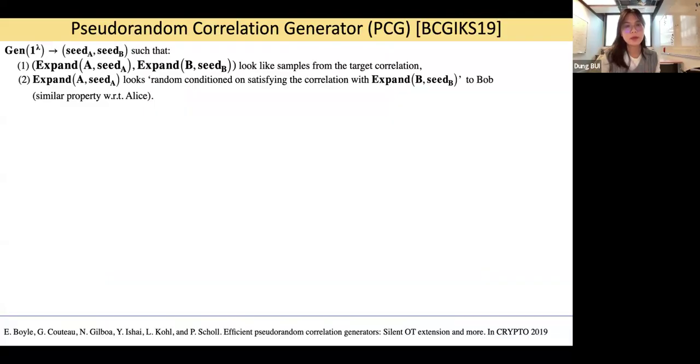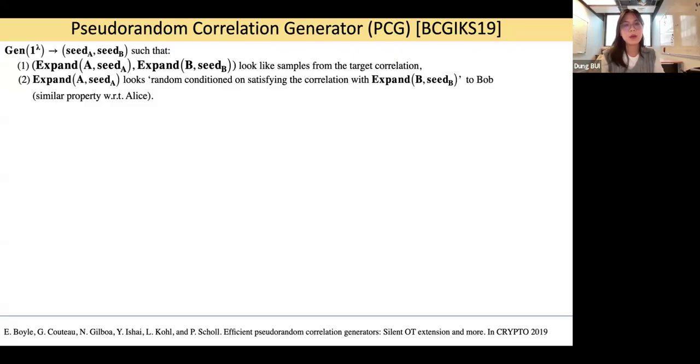I'm going to present a framework called PCG, or pseudorandom correlation generator. In a PCG, you have two algorithms. The first is the Gen algorithm, which generates the keys. Now we have two parties, Alice and Bob. The Gen algorithm generates the keys for Alice and Bob, and each party gets a key, which we call CA and CB. So after the Gen algorithm, each party gets a key. Now each party will expand the key to get the target correlations.